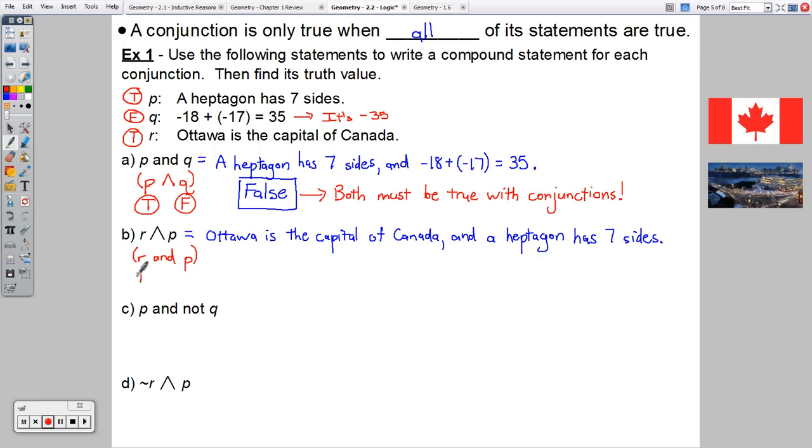R was a true statement, and P was also a true statement. So we have true and true. A true and true conjunction is true. Both things are true. Everything's true, so that means the conjunction itself is true. And again, I'll use my red here. So both are true. So the conjunction is true.